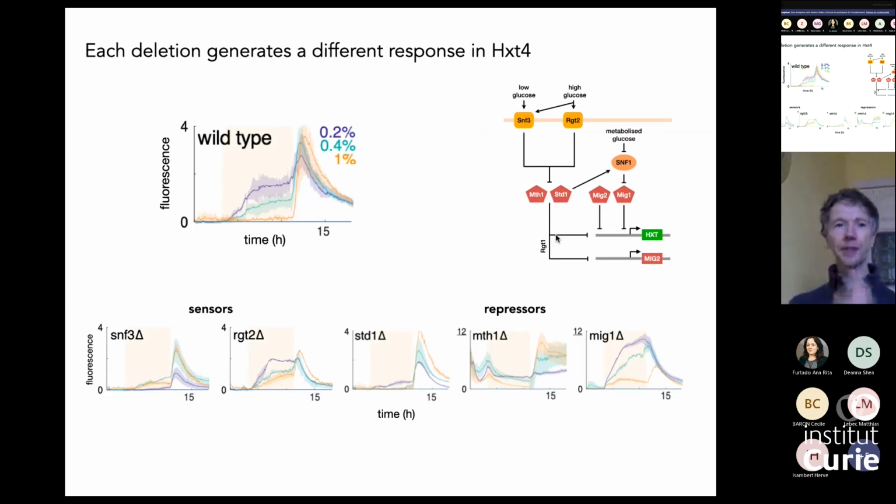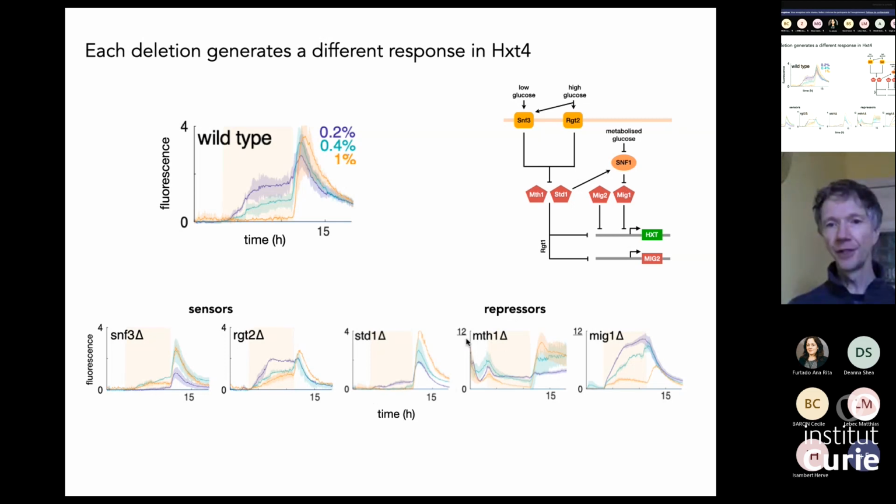Okay, so we do that, and Luis, my student, did all these experiments, and you can see that we have the wild type behavior here, and each deletion gives very different results. So here we delete the 2 sensors. If I delete this sensor, I get lots more purple. It's more purple than wild type. Whereas if I delete this sensor, I get less purple than wild type. Here are the deletions of the 3 repressors, this one, and MIG1.